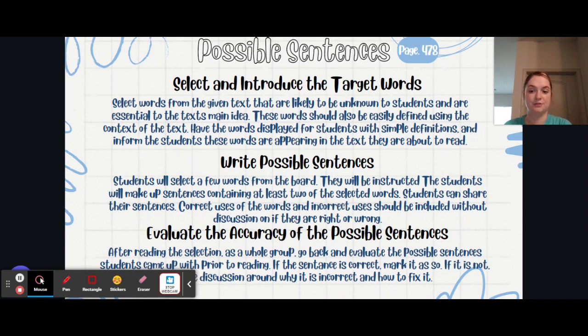Upon reading the story, you then want to go back to your possible sentences and evaluate their accuracy. So after reading the selection, as a whole group, go back and evaluate those sentences. If the sentence is correct, mark it as such, and if it's not correct, discuss why. What was incorrect about the word usage? Does that vocabulary word not mean what that sentence implies it means? And how would you go about fixing that sentence?